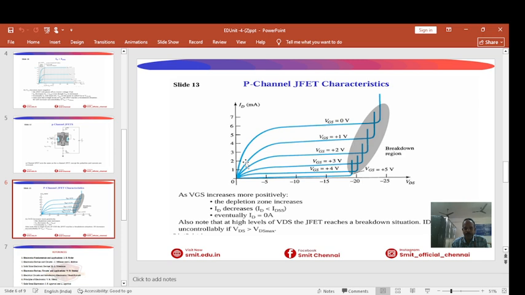The disadvantages are that it has a lower gain, a high output resistance, and limited current capability. That we can say are the drawbacks of JFET.